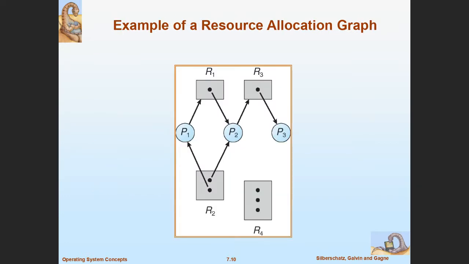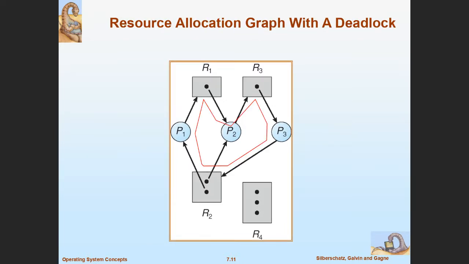Let's have an example of such a resource allocation graph. We have three processes. We have four resources. Resource 4 is not being used. Resource 2 has two instances, and P1 is requesting R1 while being assigned one instance of R2. P2 is requesting R3, but is assigned two other resources, R1 and one instance of R2.